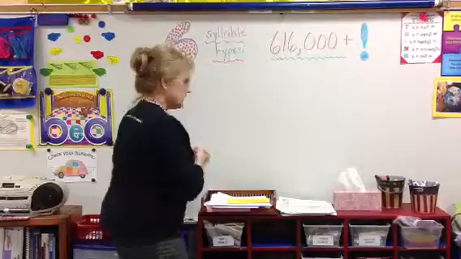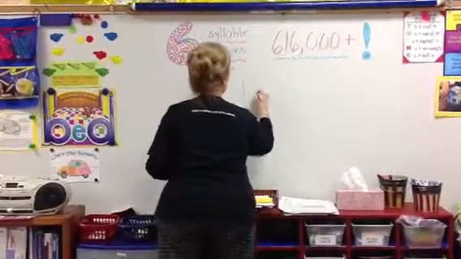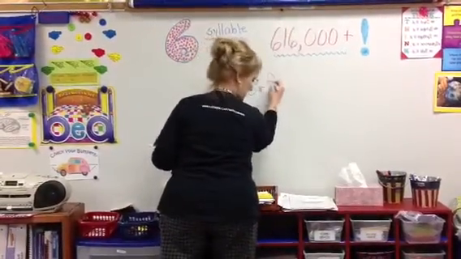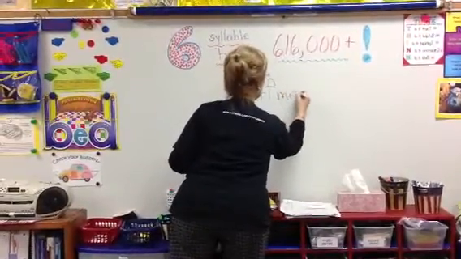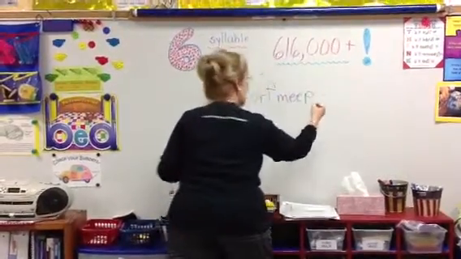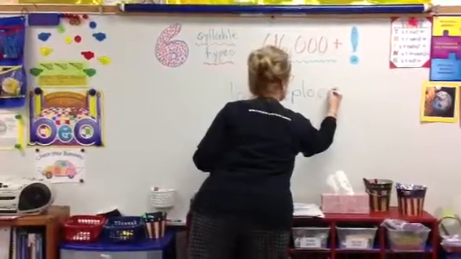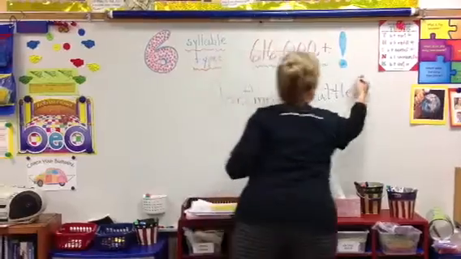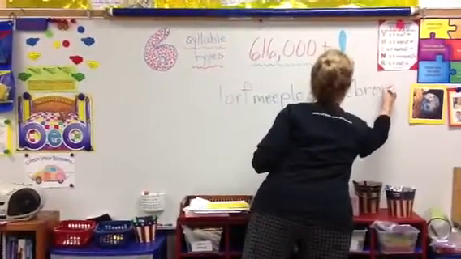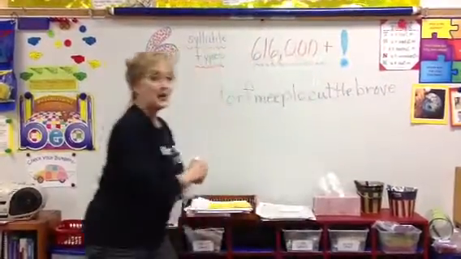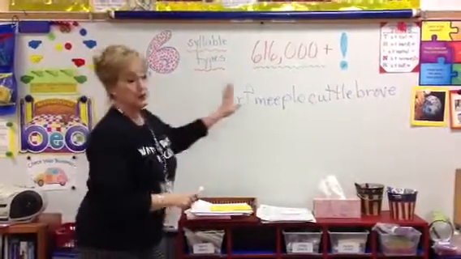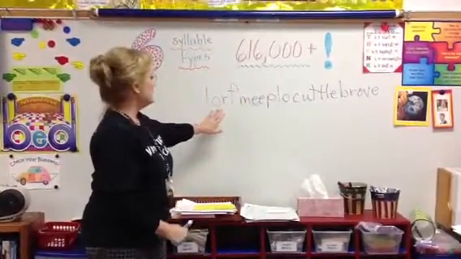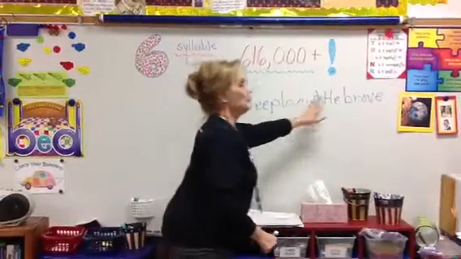For instance, look at this nonsense word. This nonsense word includes all 6 syllable types. Check it out. L-O-R-F, M-E-E-P, L-O-C-U-T-T-L-E, B-R-O-V-E. Now, because I know the 6 syllable types, I would know where the accents are, but I would know this is Lorf Meatloaf Cuddle Grove.